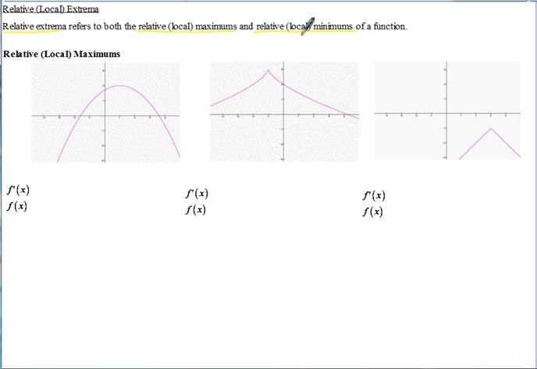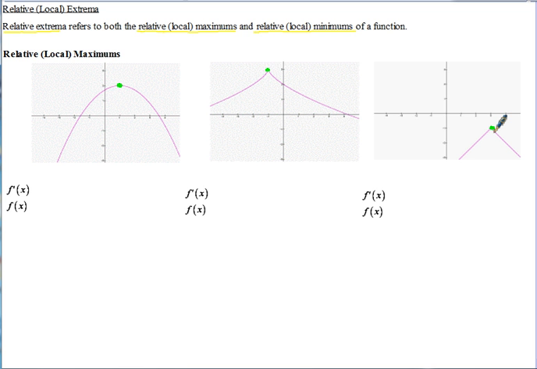So let's look at this graphically first. Let's look at relative or local maximums first. They're called relative or local because, relative to the points on either side of it, they have a maximum y value, a higher y value than the points on either side. You can see one right here on this graph, and this graph has a relative maximum right here, and this graph right here. You can think of relative maximums as being like the top of a hill or a mountain.